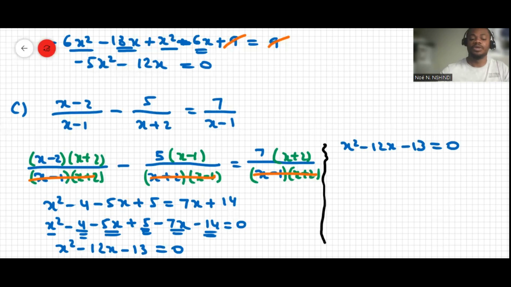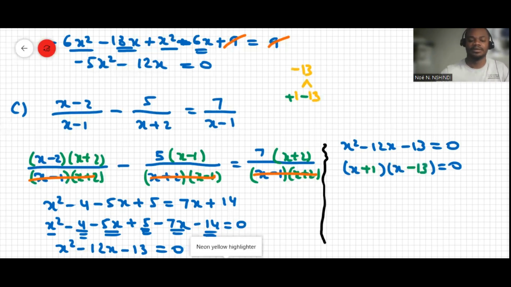To solve this, we're going to look at the constant part, okay? It's negative 13. Now, you know, 13 has only 2 factors, 1 and 13. So if we need to get a negative 12 there, it must be a positive 1 and negative 13. So over here, we can just write x plus 1 and x minus 13 equals 0. This means that x equals negative 1 or x equals 13.